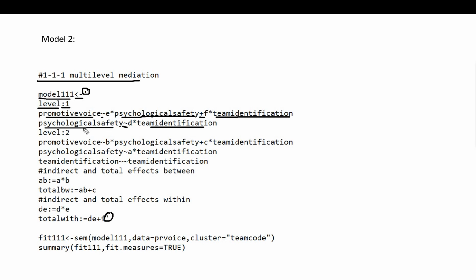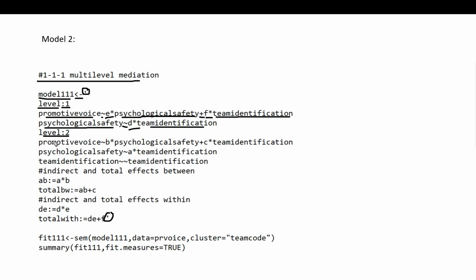So basically, in this particular model at level 1, what we're going to be doing is testing the indirect effect of team identification on promotive voice via psychological safety, which is our mediator. You can see that I've also assigned labels E star, F star, and D star right there. So basically we have paths D, E, and F, which are the labels at level 1.